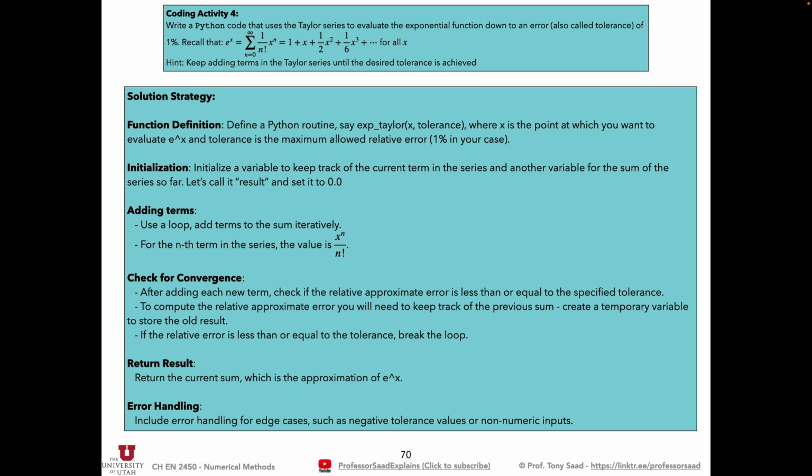To compute the relative error, you need to keep track of the previous sum. So we create a temporary variable to store that old result. And then if the relative error is less than or equal to the tolerance, then you can break the loop, and then return the current sum, which is the approximation of e to the power x. And you can include error handling, like if the user provides a negative tolerance, you could throw an error, say, I cannot compute the negative tolerance, send a positive tolerance, or some non-numeric inputs. I'm not going to touch on that.